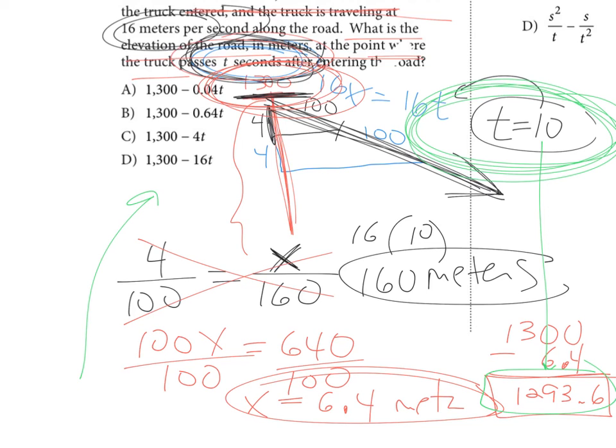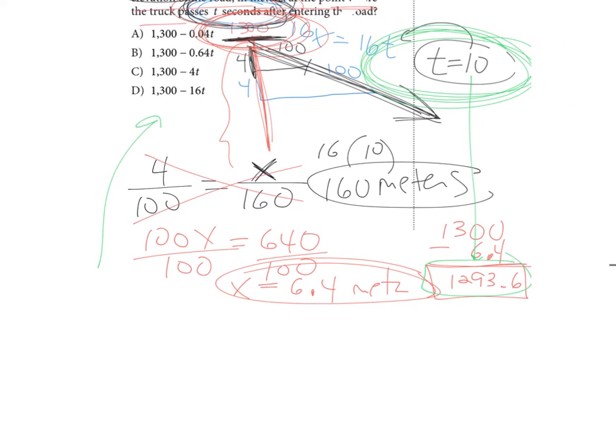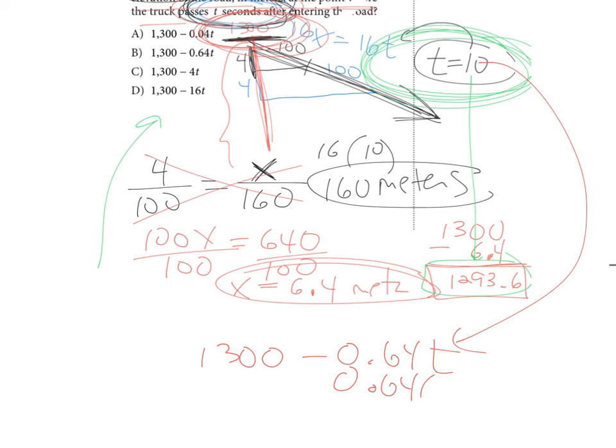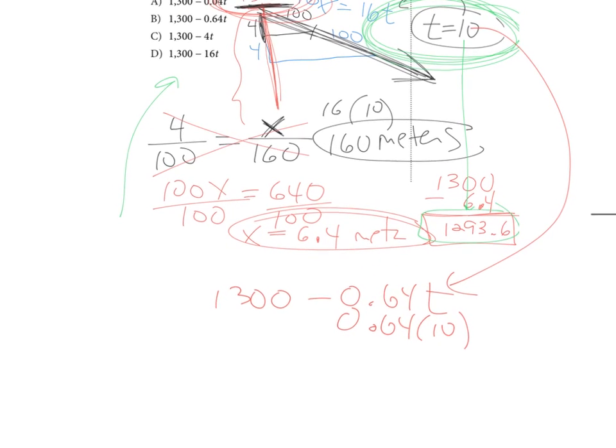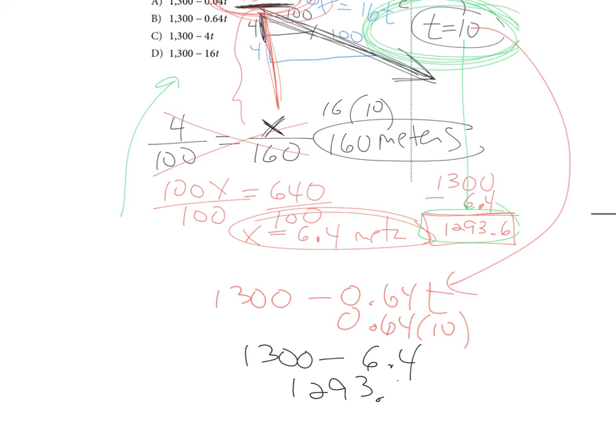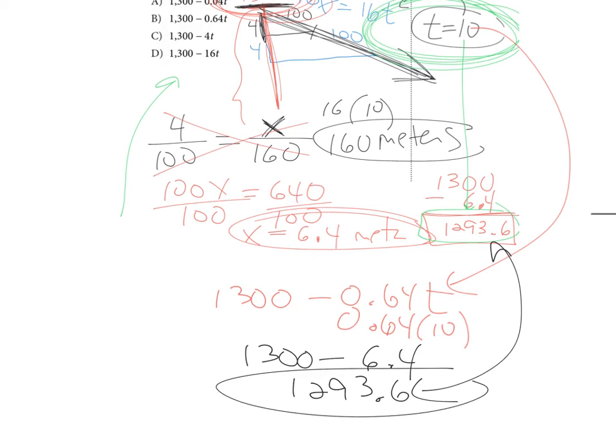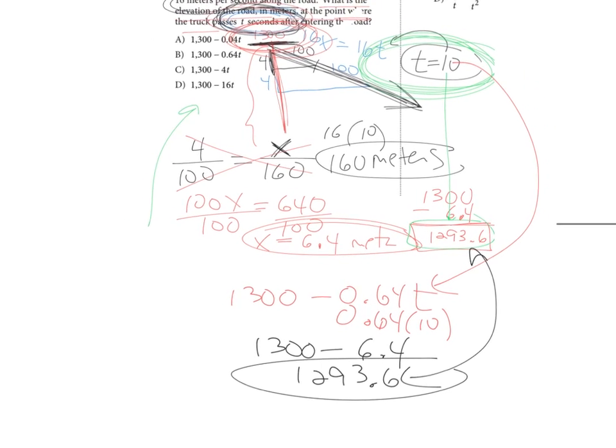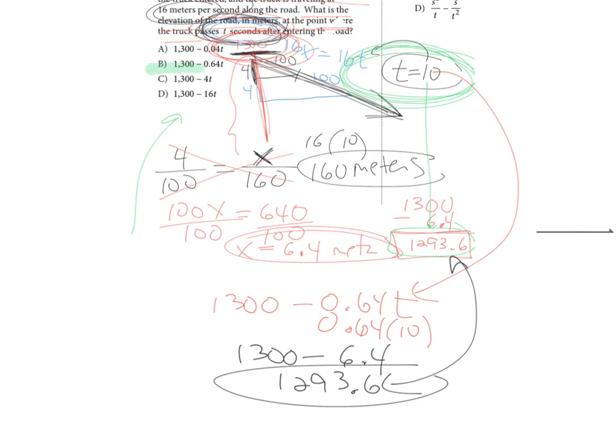Which of these answer choices, when I plug in t as 10, gives me 1293.6? Well, if you take a look at letter B, 1300 minus 0.64 times t. In my example, I chose t to be 10. So if I do 0.64 times 10, that's going to be 6.4. If I do 1300 minus 6.4, that gives me 1293.6, or what I got when I tried to answer the question with t is equal to 10. So here our answer is letter B.